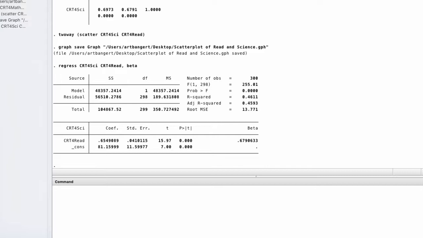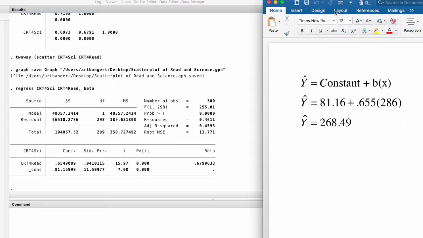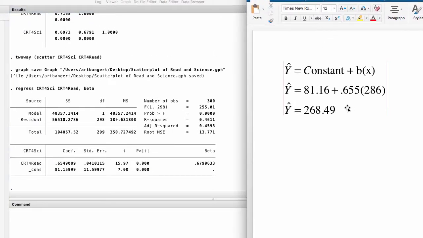And when I calculate this, my calculation comes out to be 268.49. So in other words, a student who scores 286 on the criterion referenced reading test is likely to score about 268.49 on the science test.